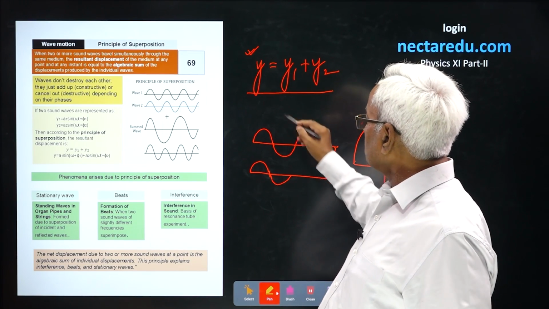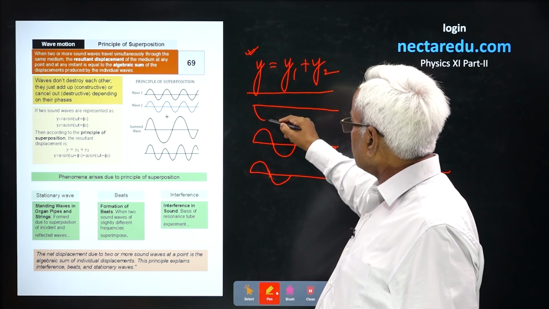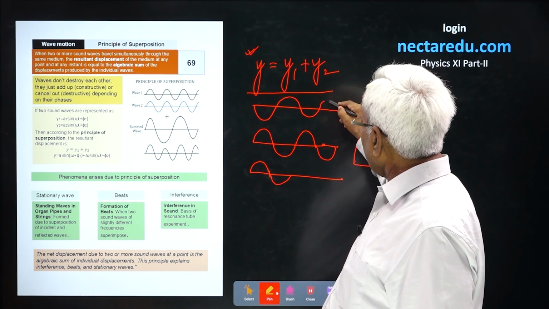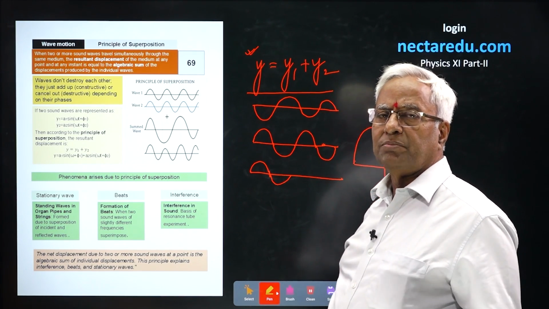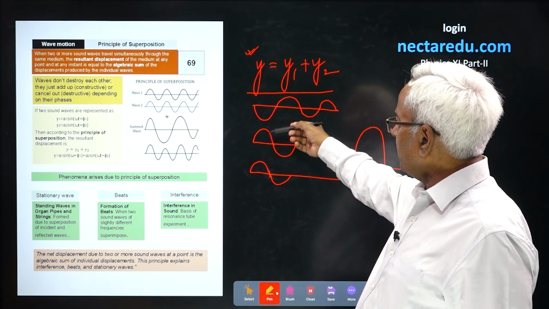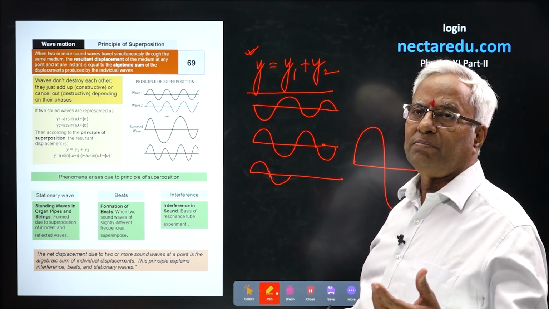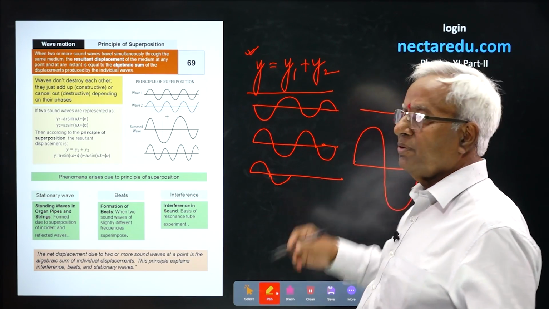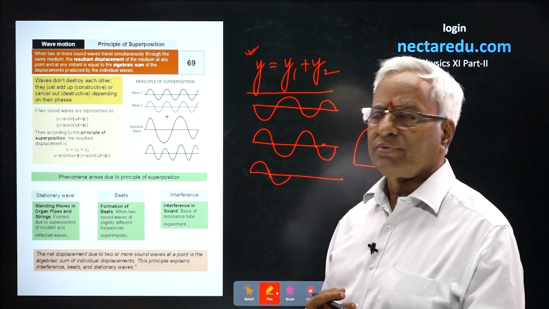Now, suppose the other wave is quite opposite to the first one, then what is going to happen is that they will counteract, then they will try to minimize their amplitude. In this case, it is going to be y1 minus y2, and suppose both are having equal amplitude in opposite phase, then the resultant is going to be 0. This is what the principle of superposition actually is.